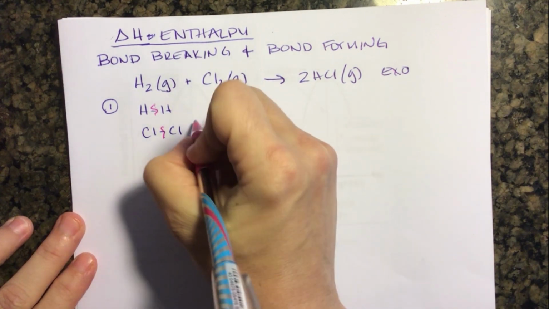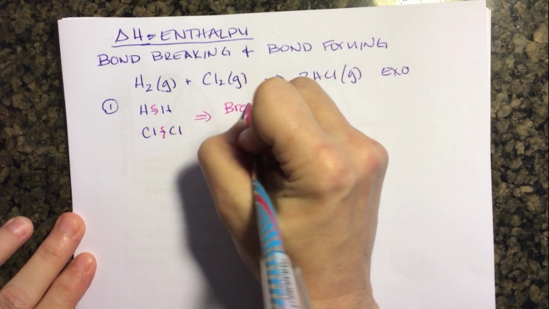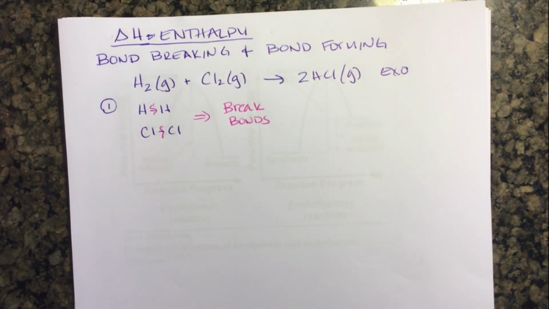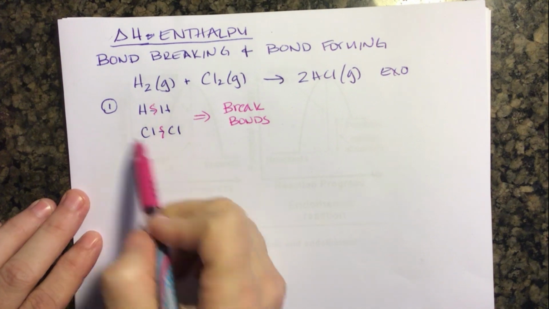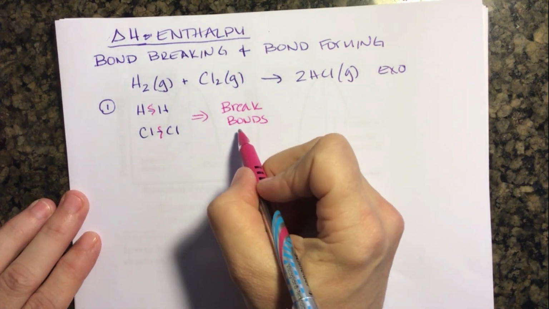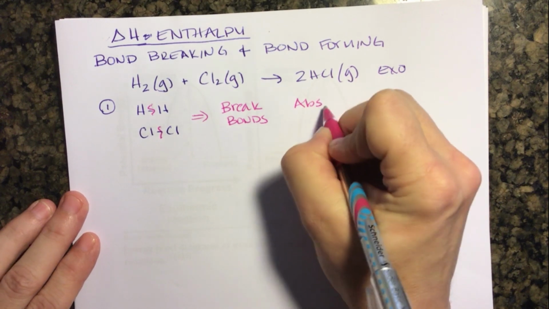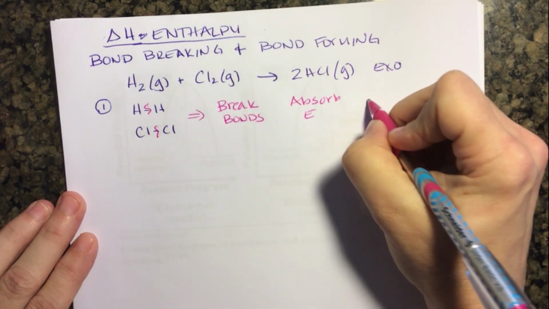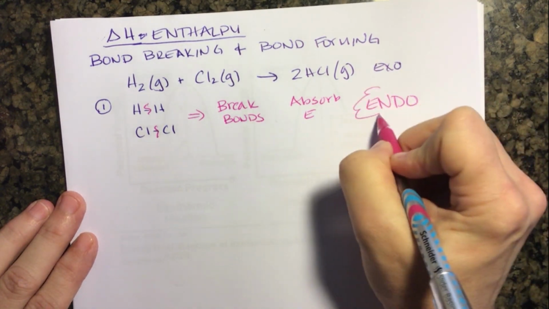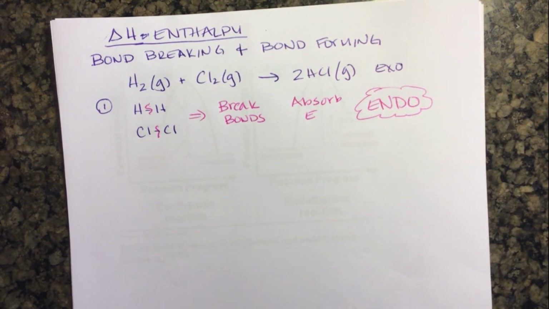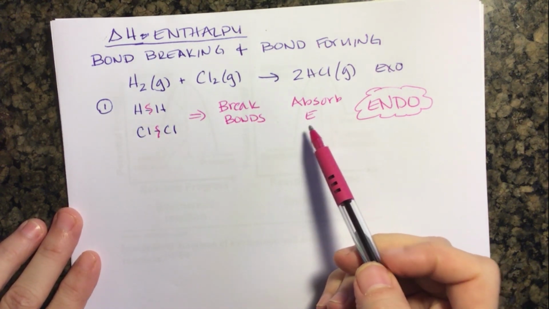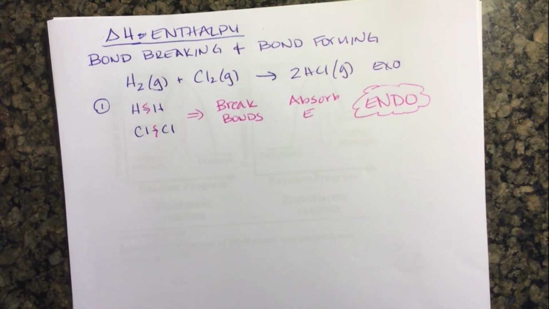When you break bonds, just like if we were to try to break a piece of wood ourselves, we need energy to break that piece of wood. So these bonds need to absorb energy to break. So to break bonds, we need to absorb energy. Now, if we absorb energy, that is called endothermic, right? We talked about that before: endothermic, you absorb energy. So when we break these bonds, those bonds absorb energy, and that bond breaking is endothermic.